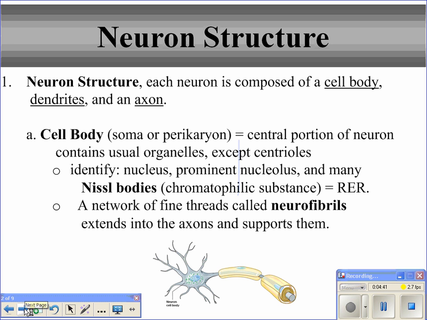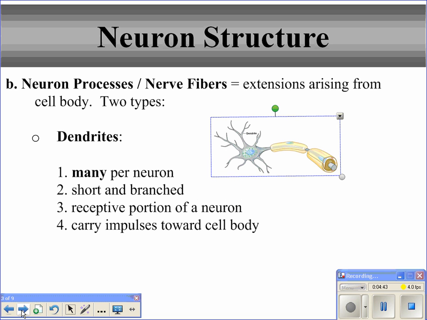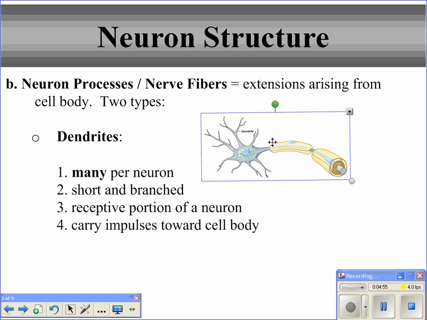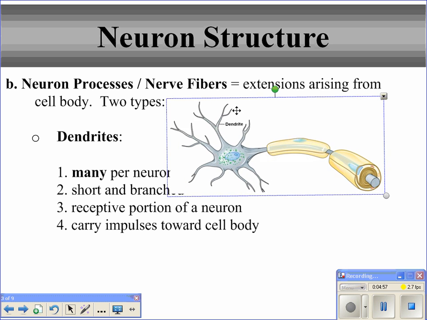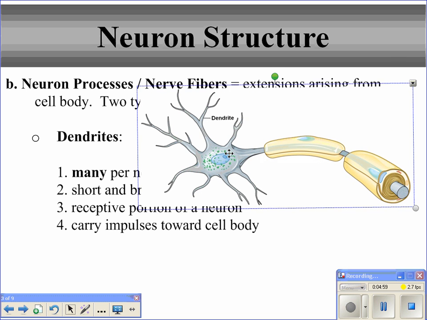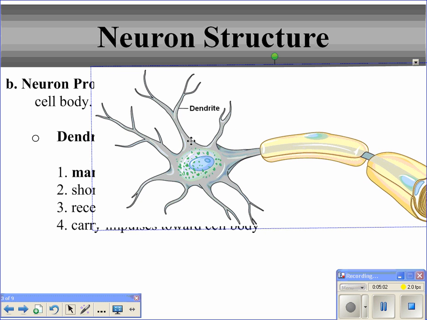Our next slide, we're going to start talking about the processes that extend off of that cell body. Sometimes they're called nerve fibers, but they're extensions that come off. And we have two types. The first one's called the dendrite. The dendrite is the structure that brings information to the soma. Whether that's from the brain and spinal cord on a motor nerve or from some sort of sensory information, we're going to generate an impulse, and that impulse is going to bring information down the dendrite to the soma.